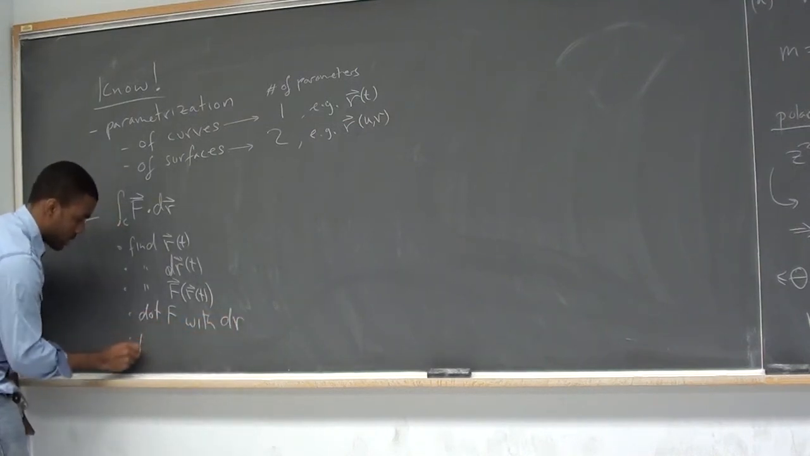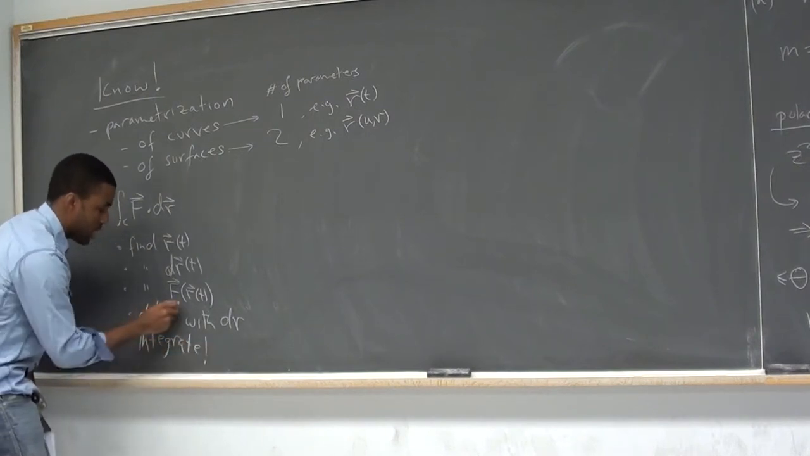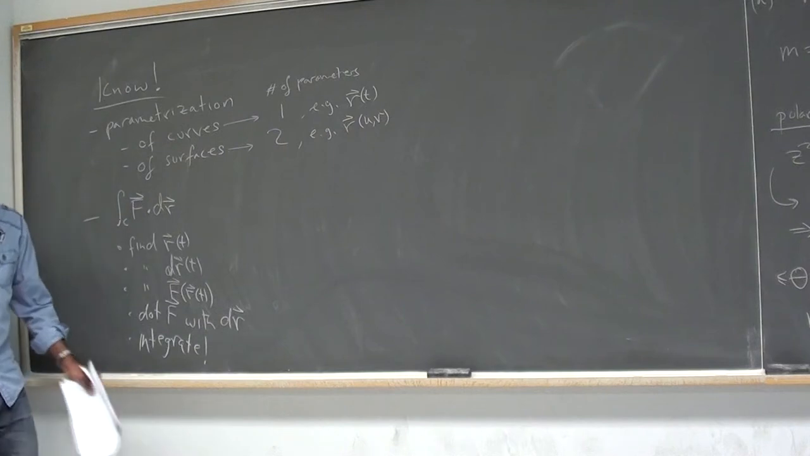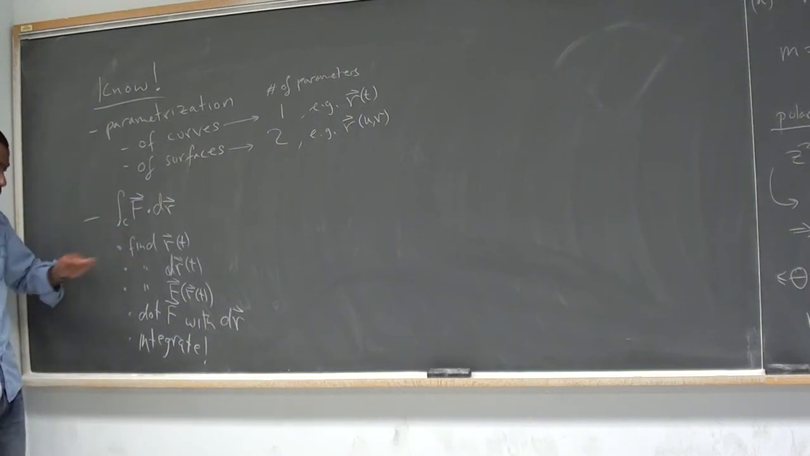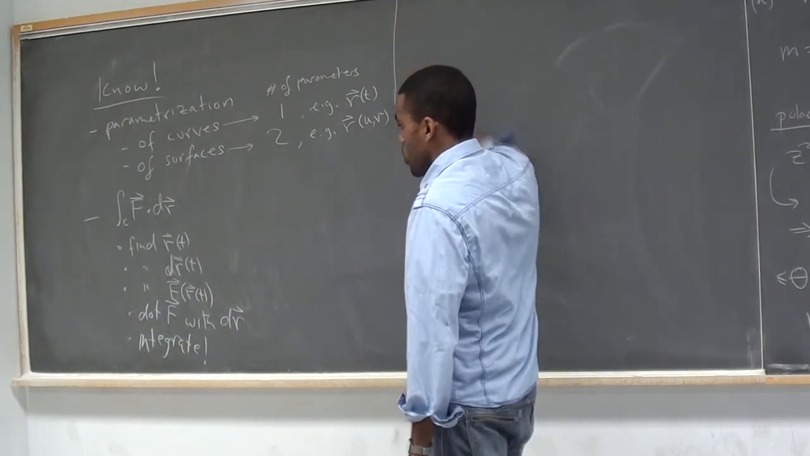And then you integrate. Right? These are always the steps. So if you see an f dot dr thing, it shouldn't be something you have to think about. You know exactly what you have to do: find the r, find dr, find f of r(t), dot product, integrate. All problems are like that for this guy, if you want to do it directly.